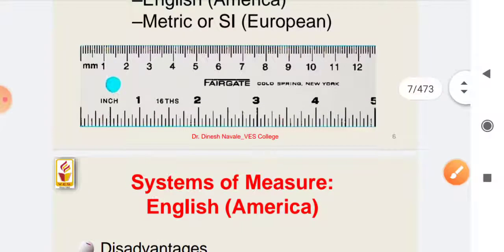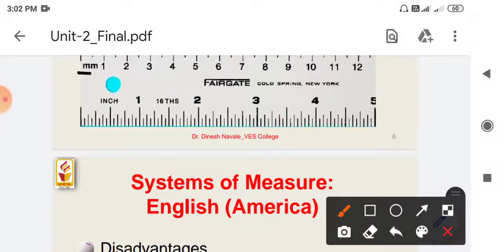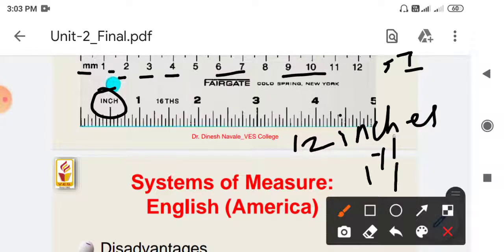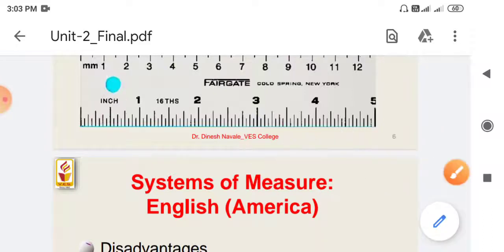So what is the difference between the English and metric system, that we'll see. Here you can see a millimeter, 1 centimeter, 2 centimeter, 3 centimeter. So these centimeter or meter terms are related to the SI unit, that is the European system. And if we consider the inches or the feet system, 12 inches is 1 foot. This is known to us. This system corresponds to the American or the English system.